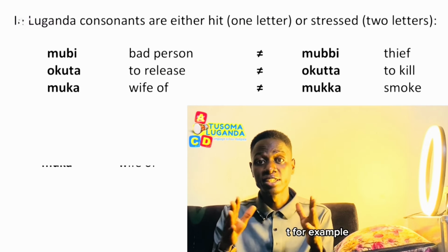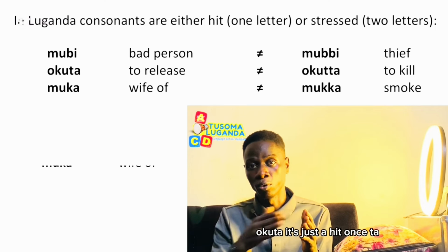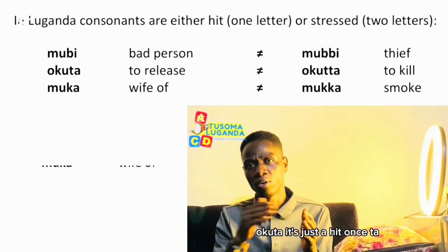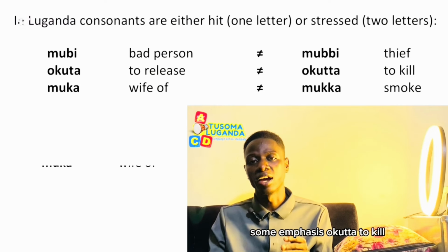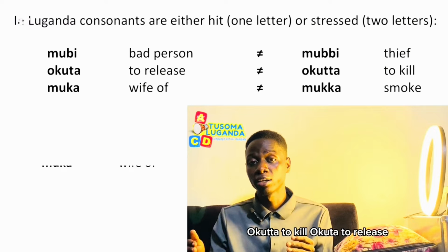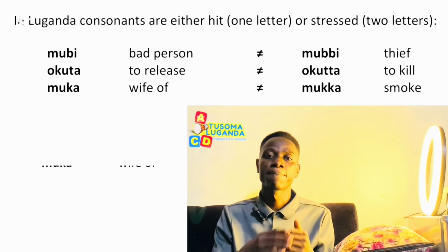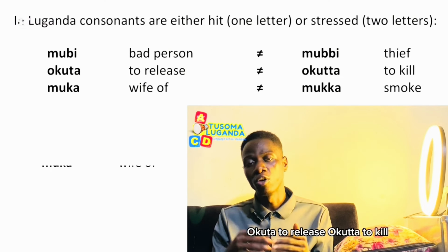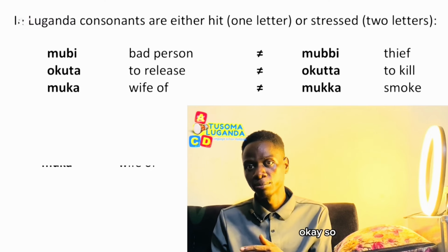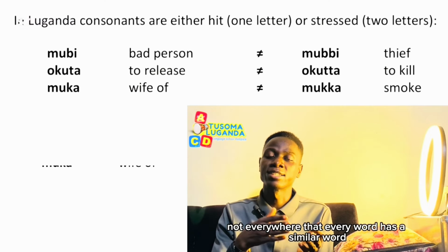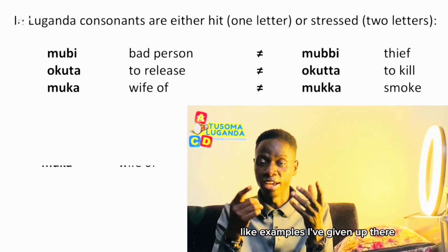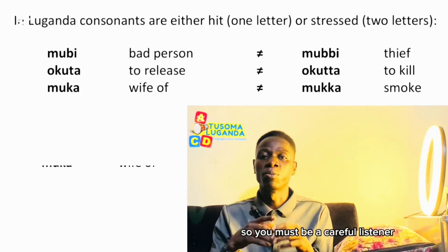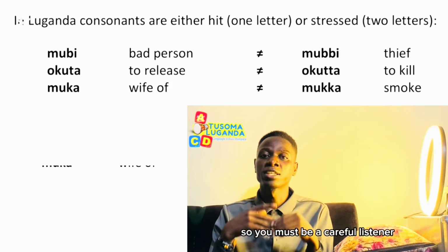T. For example, in words like okuta, to release. It's just a hit once, ta, okuta, to release, and then okuta, with some emphasis, to kill. Okay? So not every word has a similar word with a double consonant, but there are some few cases like the examples I've given up there. So you must be a careful listener, or when you're reading, you must put that in mind.